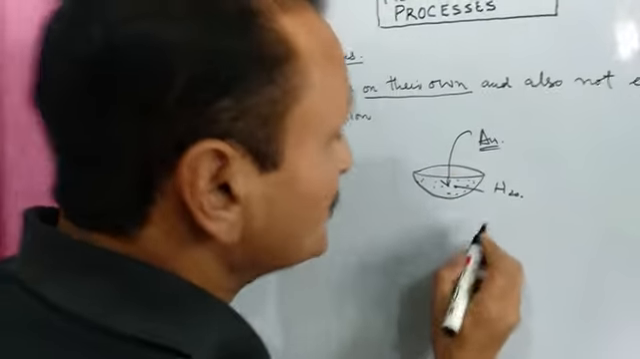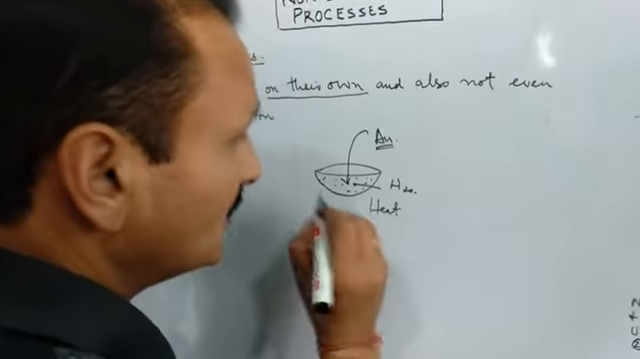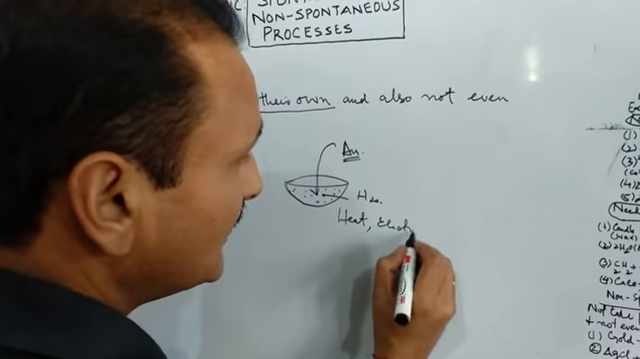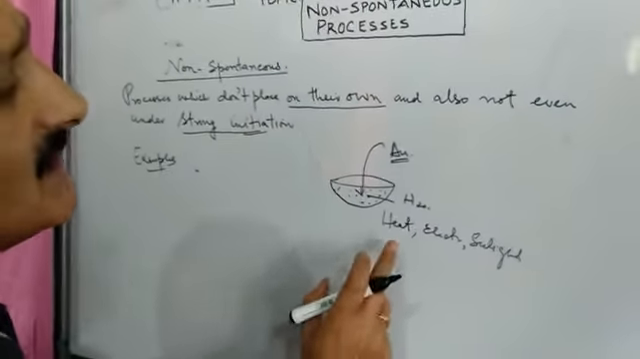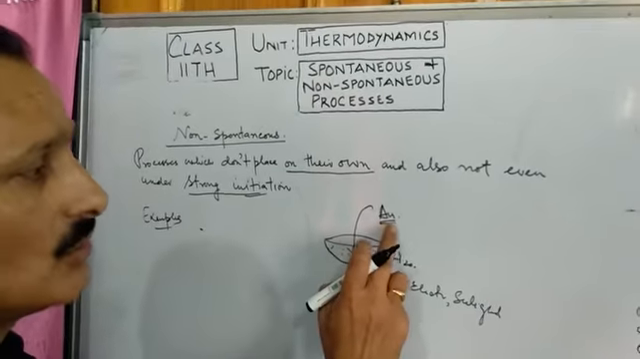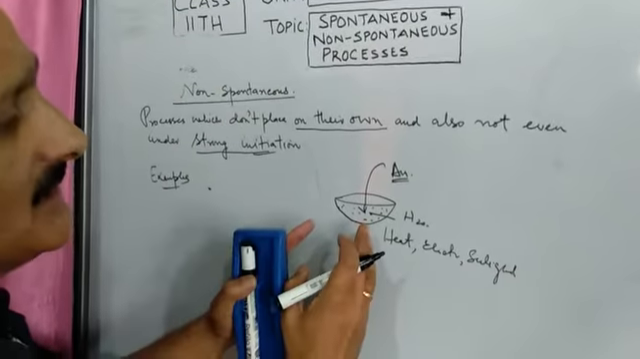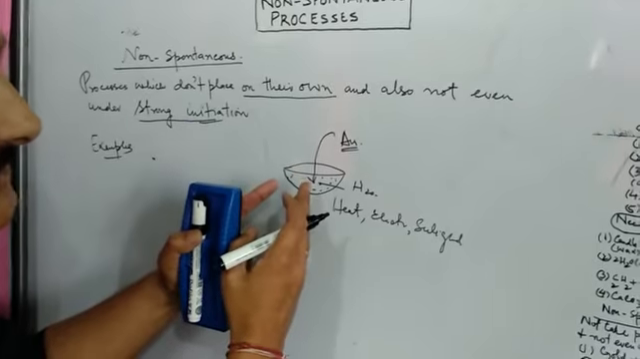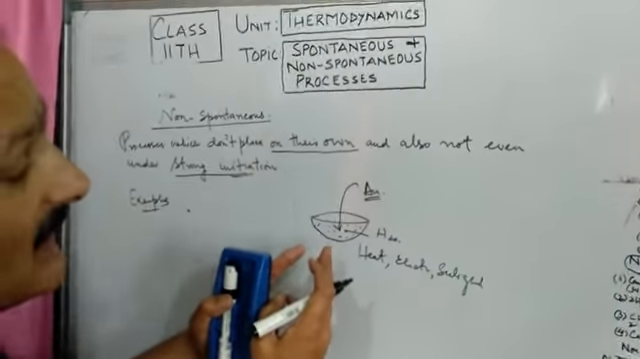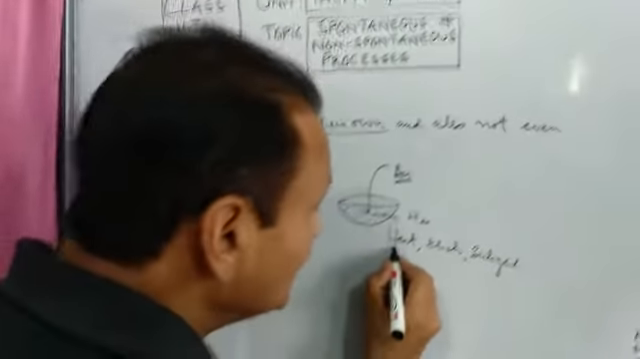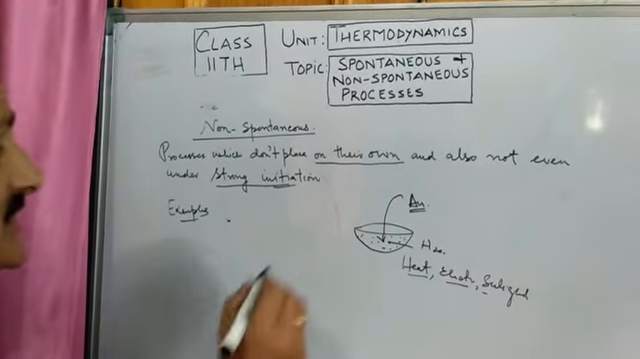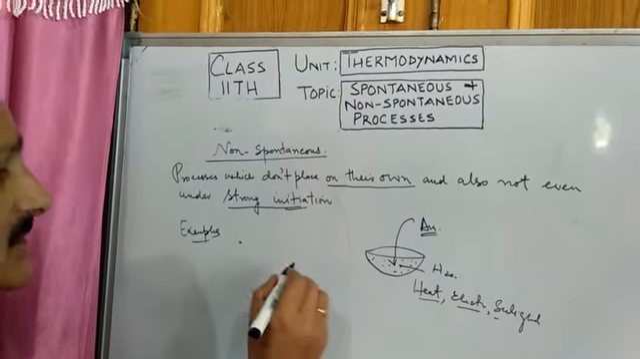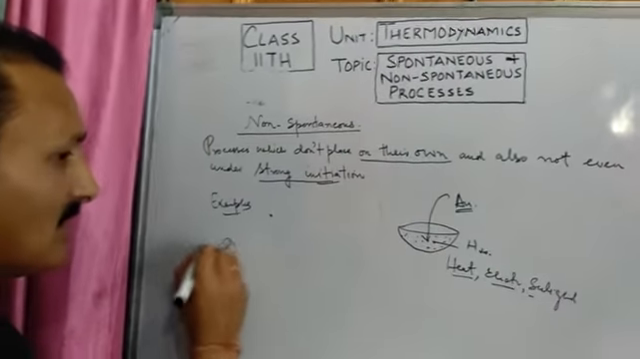Even if we heat it, suppose we provide initiation to it, heat, electricity, sunlight, these are all initiation. Suppose we provide these initiations to this process. What we find? That still no reaction takes place. Your gold does not dissolve in water. So here what we find, that reaction has not taken place on its own, and it has not taken place even under initiation. So such a process is known as a non-spontaneous process, and it is a typical example of a non-spontaneous process.